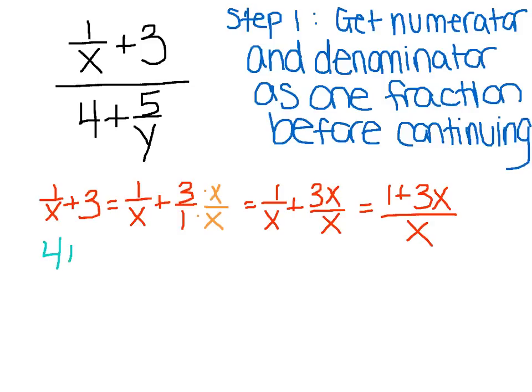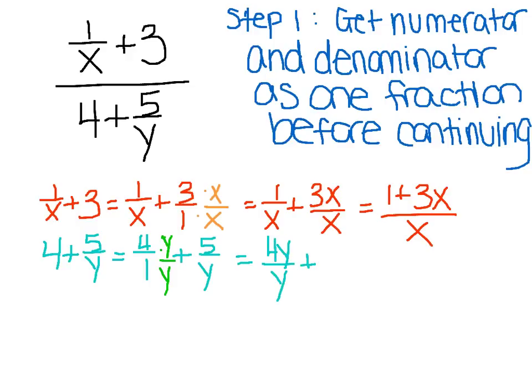Well, now do that with the denominator. So we have 4 plus 5 over y. That's the same thing as 4 over 1 plus 5 over y. Well, the least common denominator, again, is going to be y. To get that, we need to multiply by y over y. So then we're left with 4y over y plus 5 over y. And now we can add, and we have 4y plus 5 over y. So these are things that we've been working on already. We haven't done anything different.